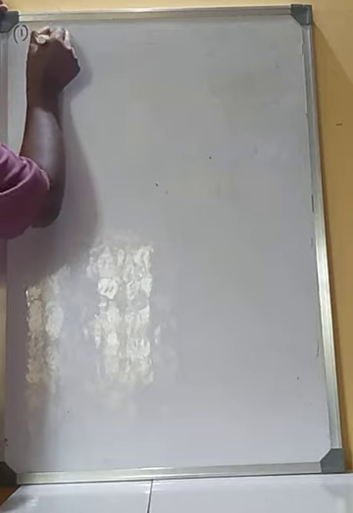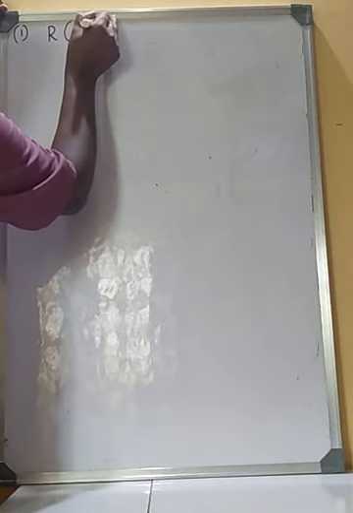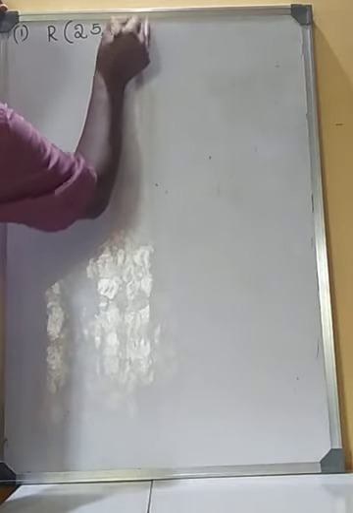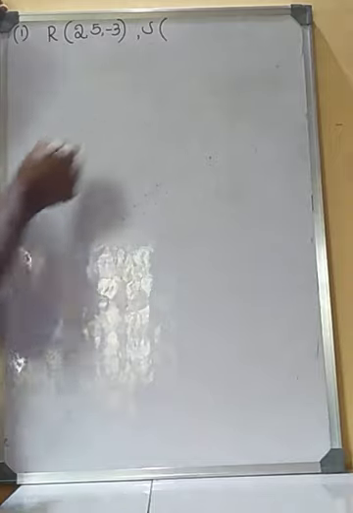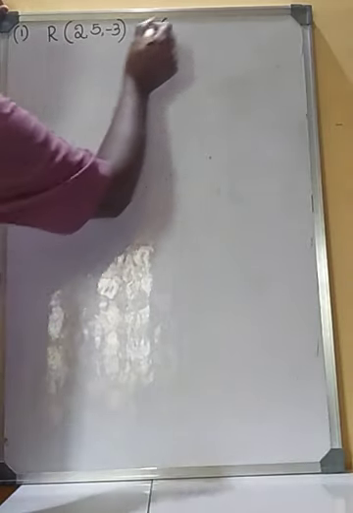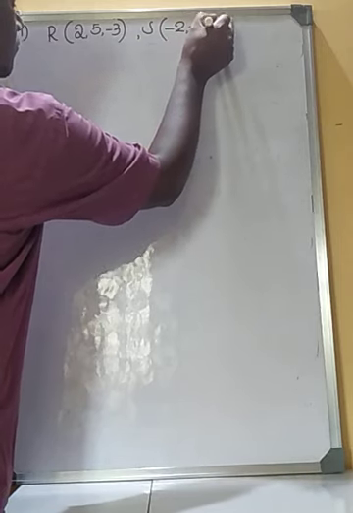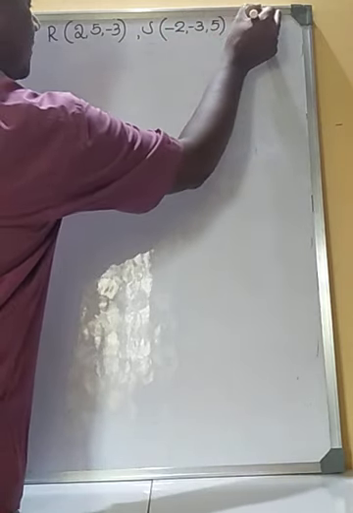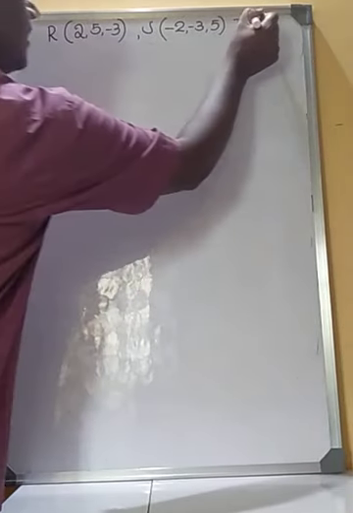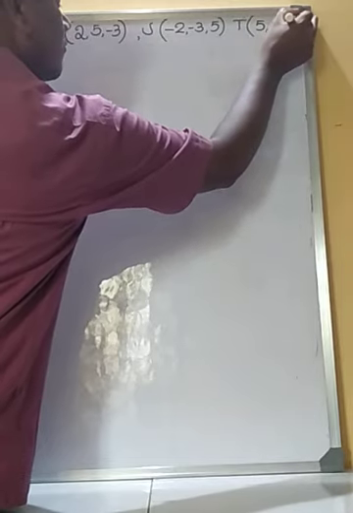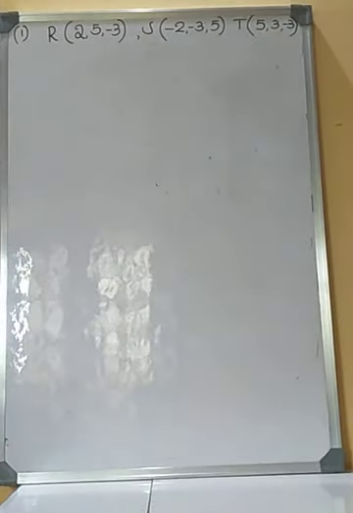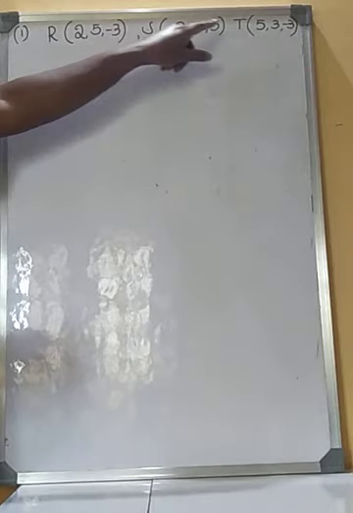Now example 1: find the vector equation of the plane passing through the points R (2, 5, -3), S (-2, -3, 5) and T (5, 3, -3). Find the vector equation of the plane passing through the points R, S and T.